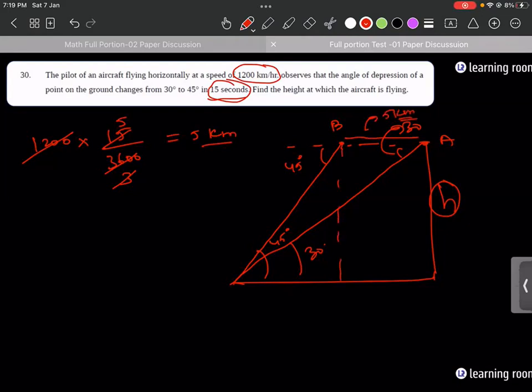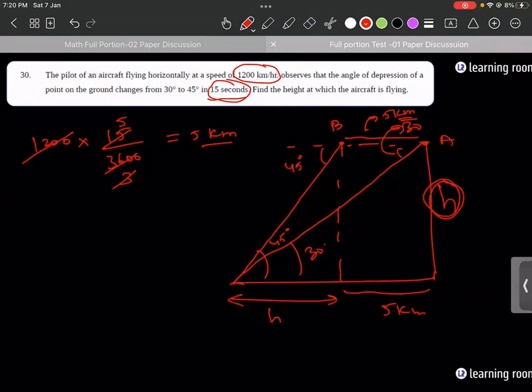So if I drop a perpendicular from here, this is 5 kilometers, correct? If this is H, I told you wherever 45 is there, this will also be H. How do I solve this problem? Directly we can use it in the other triangle, sir. How will you use? Wait. There is a mistake. This is H. This is H. The other one is only 5.